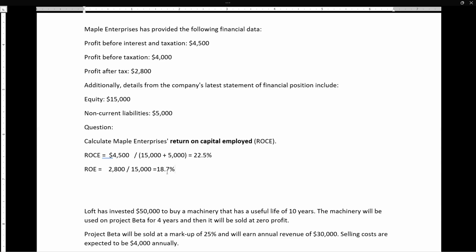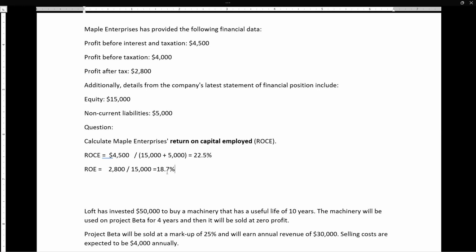Now, in this case, we have return on equity that is lower than return on capital employed. It is not always like that, actually. It would depend on how much liabilities you have, what is the level of taxation, what is the level of interest. So sometimes return on equity can be higher, sometimes return on equity can be lower, like in this case.